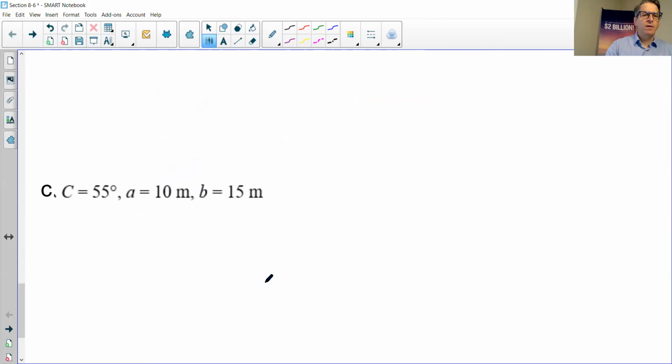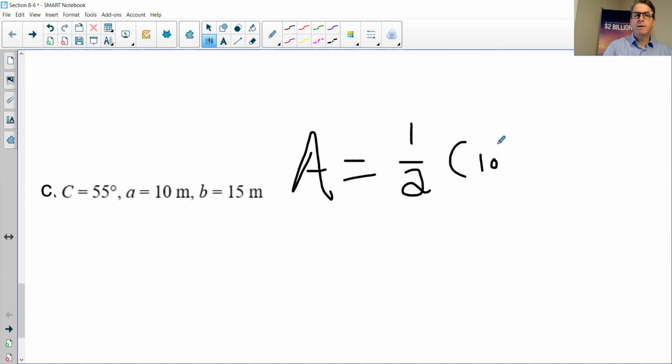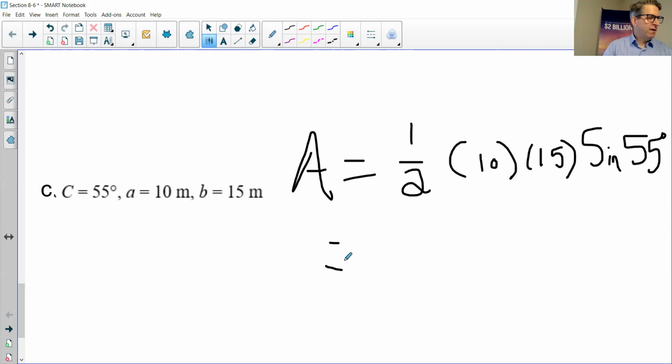Letter C. You are given a is 10, b is 15, and the angle is 55. So in this case, the area of the triangle is equal to 1/2 times 10 times 15 times the sine of 55 degrees. For letter C, the area would be 32.12 square meters.